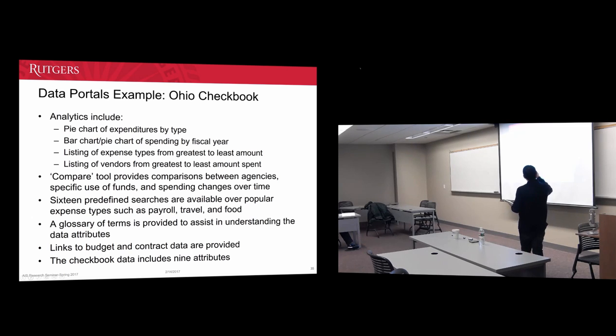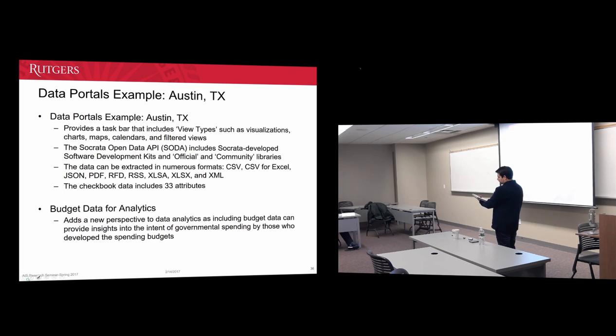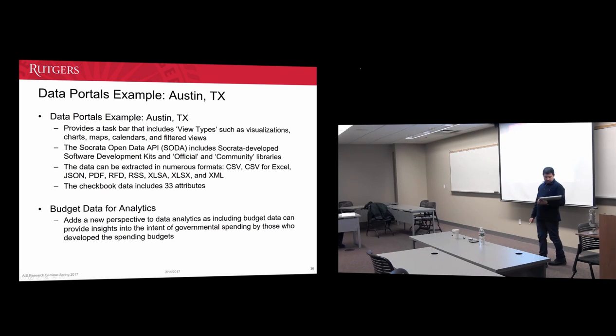So those are, for example, Ohio Checkbook. This is the one that we just looked at. You can compare between two agencies. You can look at funds, you can search for that information, and you can export it into, I think, Excel, PDF. If you want, you can extract it in raw text. You can extract it in CSV and stuff like that. Austin, Texas, you can also even download it in JSON and in XML. XML is also machine readable, and it has 33 different attributes.